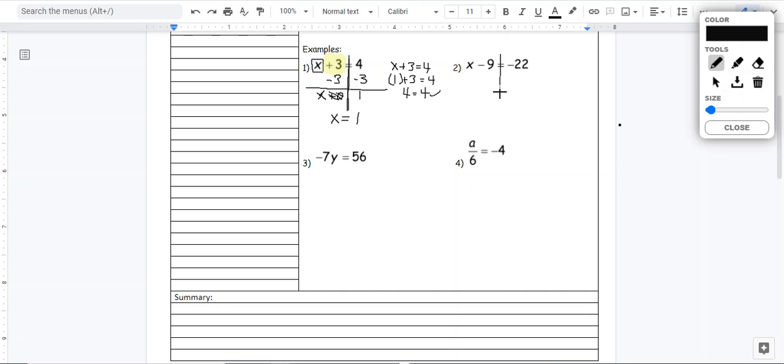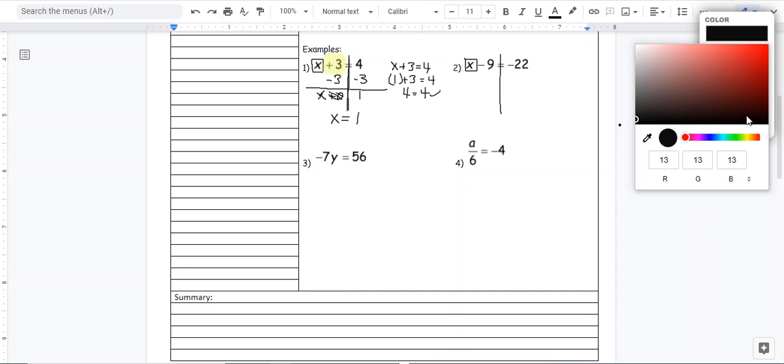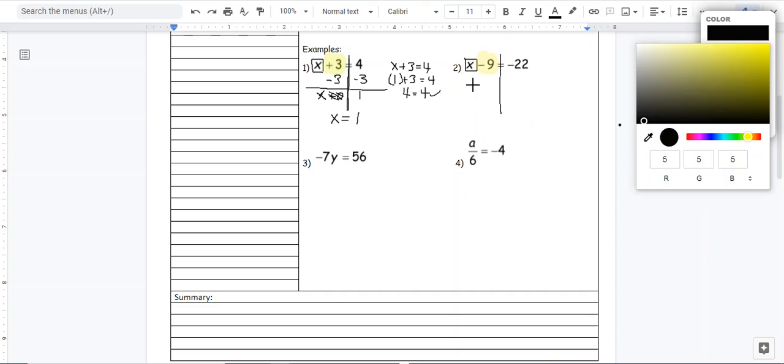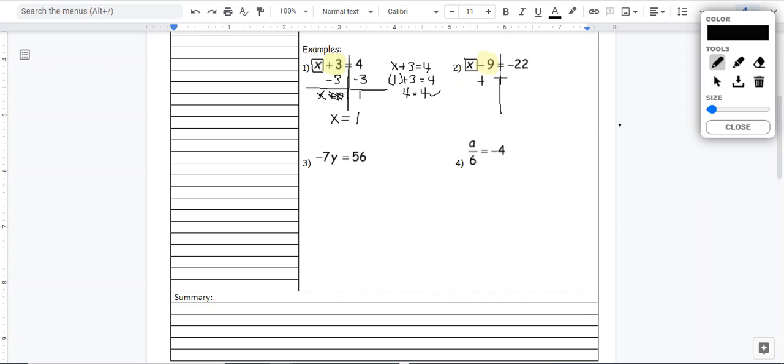All right, let's try the next one. First thing we do, draw a line, put a box around our variable. Now what's the operation that is being done to x? Here we are subtracting 9. The opposite of subtraction should be addition. So to cancel it out and get it by itself, if we have minus 9, plus 9 will get it back to 0. But if we do it to the left, we have to do it to the right.